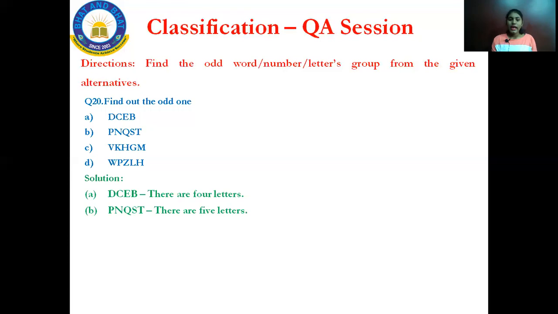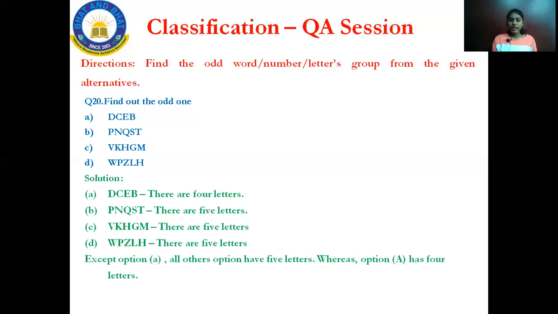And then V, K, H, G, M, and then W, P, L, Z. See, except option A, all others have 5 letters, but option A has only 4 letters: D, C, E, B, only 4 letters. But option B, option C, option D have 5 letters. So what is the correct option? Option A is the correct answer. It is very easy to solve.